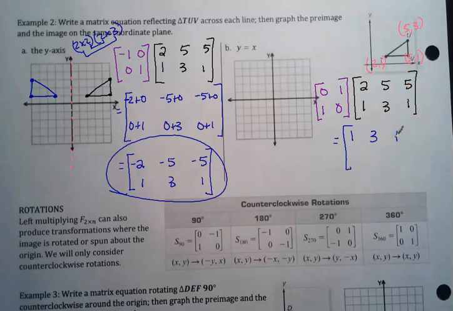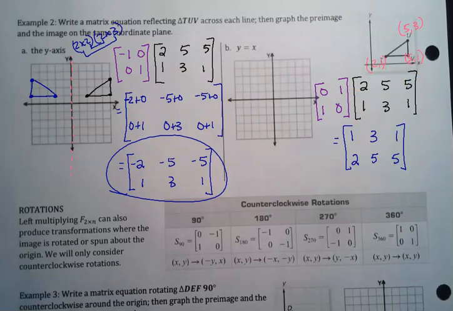Okay, and then let's move to the next one. 1 times 2 is 2. 0 times 1 is 0. So this is going to be a 2. 1 times 5 is 5. 0 times 3 is 0. So it stays 5. 1 times 5 is 5. 0 times 1 is 0. So this is 5.